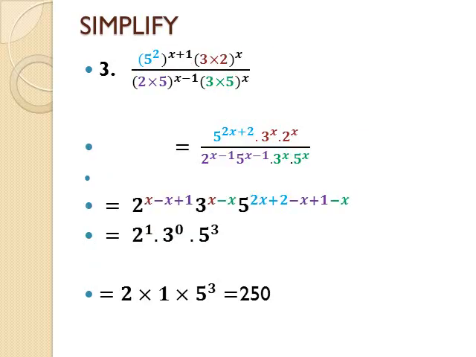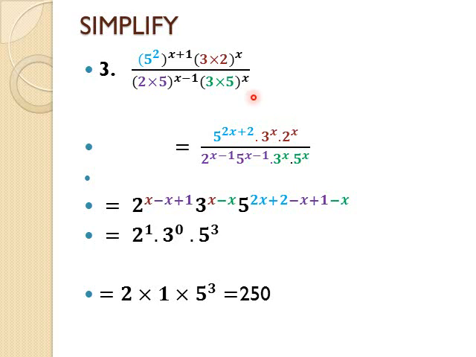Let's look at the next problem. Right, 5 to the power 2x plus 1, 3 times 2 to the power x, 2 times 5 to the power x minus 1, 3 times 5 to the power x. Again, law 4 and law 3.